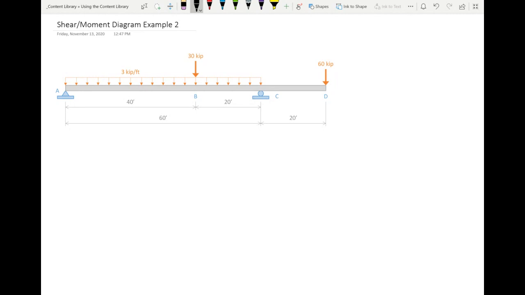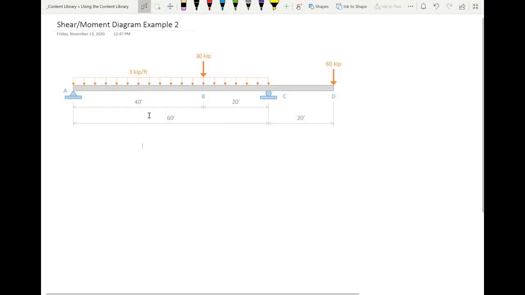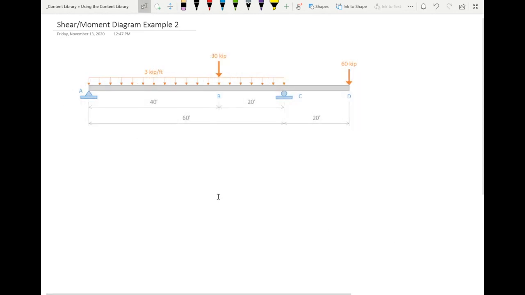Okay. So here's our problem. The first thing I'm going to do is identify some unknown reactions. Let me move this over a little bit. Okay. So again, point A and point C are going to contain those unknown vertical reactions, and I'll name those AY and CY. Then support A is a pin support, so it contains a horizontal reaction that we'll call AX.